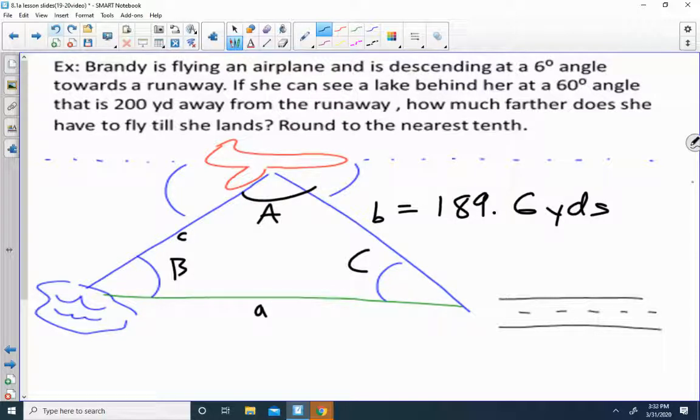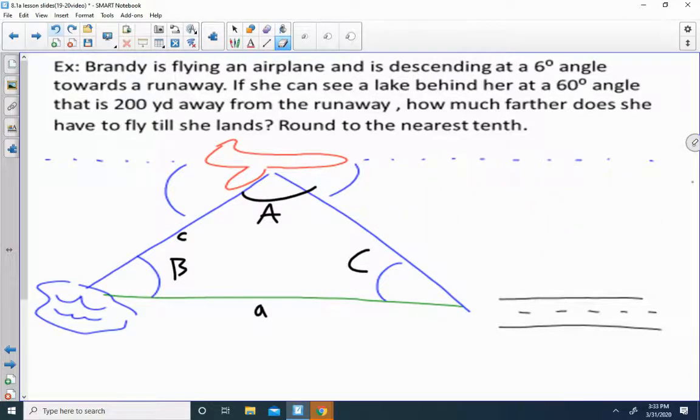Just skip the next 3 minutes. If you want to see how I did this, keep watching. So let's go ahead and first write our information down. So Brandy is running an airplane and is descending at a 6-degree angle. So she's descending 6 degrees, or her plane is going to be pointing downwards 6 degrees.